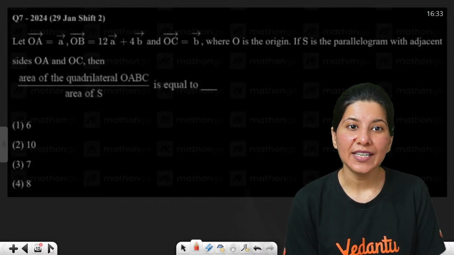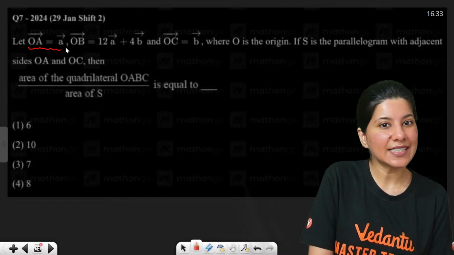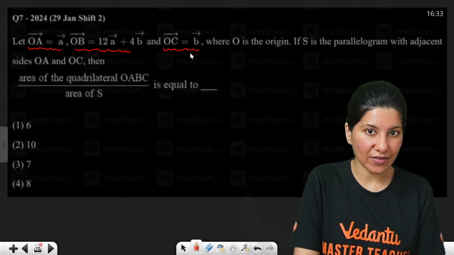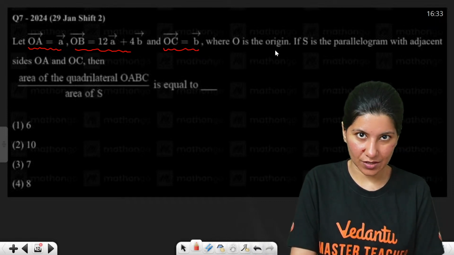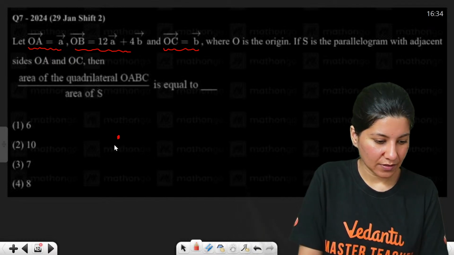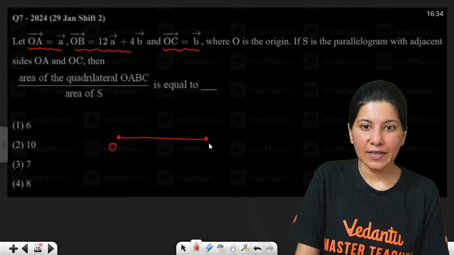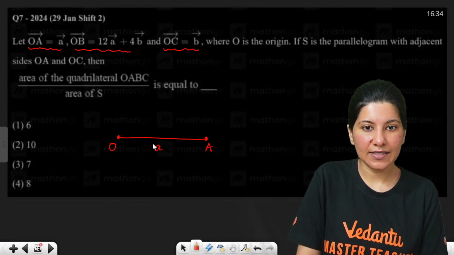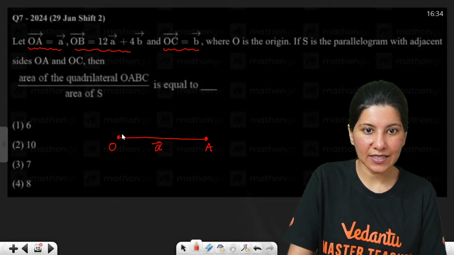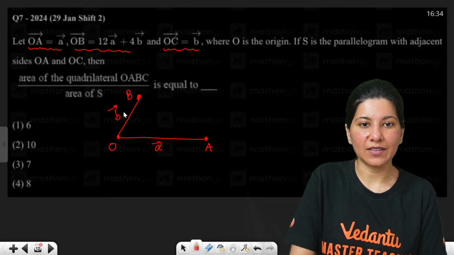Now let's talk about the next problem. Here OA vector is A vector, OB vector is given, and OC vector is B vector, where O is the origin. If I draw the diagram, O is this, A is this, and this is your A vector. OC vector is B vector, O is the origin, correct? So this is your point C and this is your B vector.